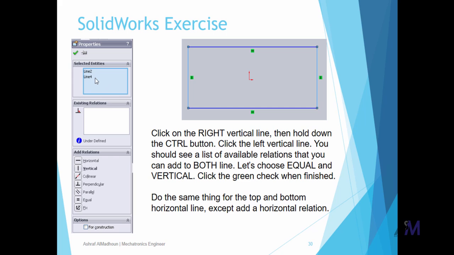Here we selected the two lines. Here we can see the relations. Okay, we can add both lines. Let's choose equal and vertical. So we can choose both relations. We need these two lines to be equal in length and vertical, so not horizontal and not with free degree of movement. Okay, we need to do the same thing for the up and down lines.